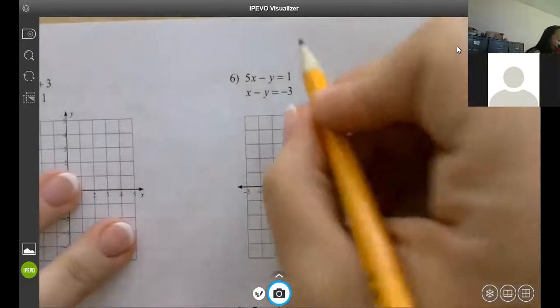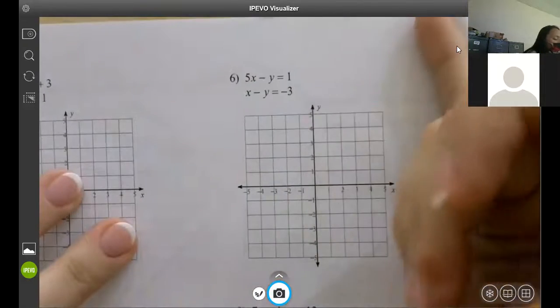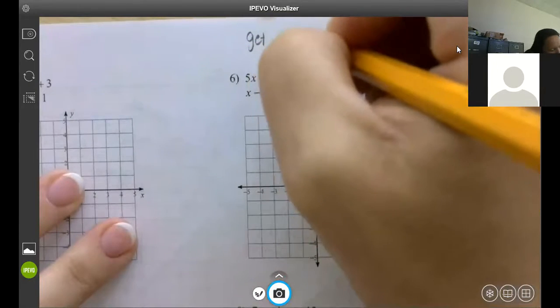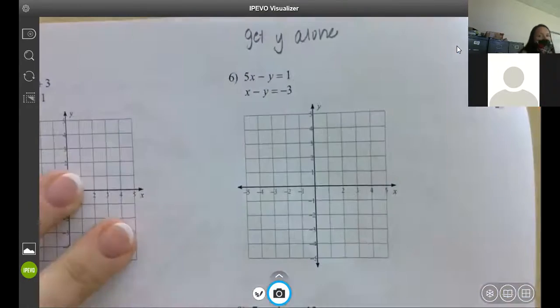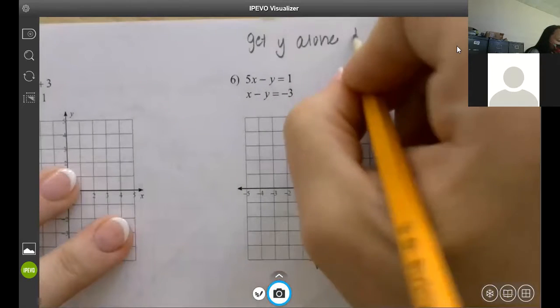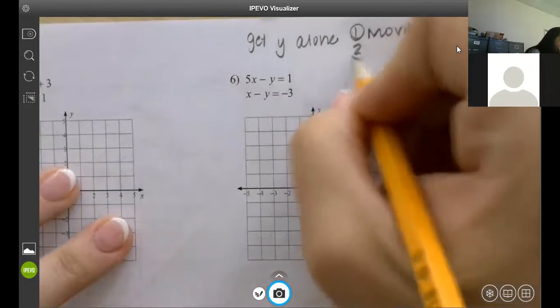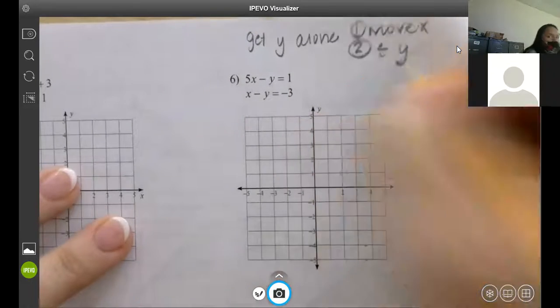But when we work this one out, if we want to graph it, we have to get y by itself. So remember how we do that. We move x and divide by the number with y.